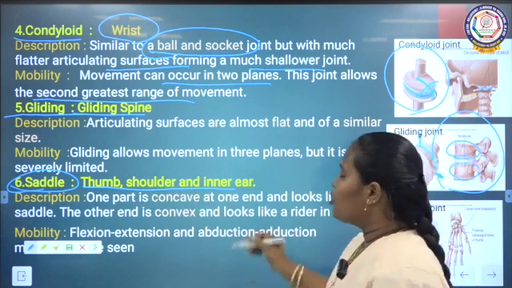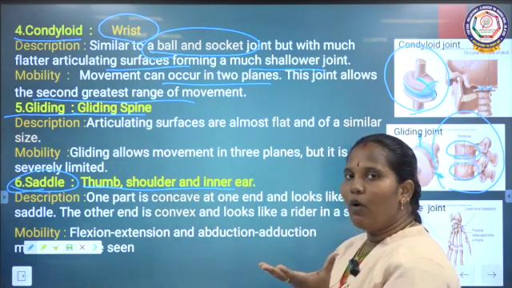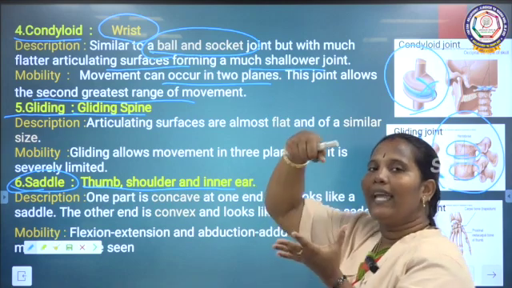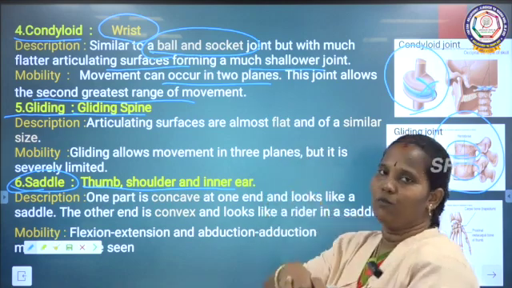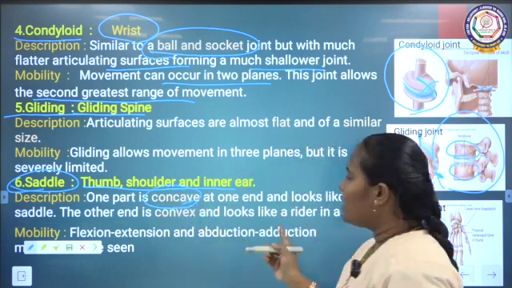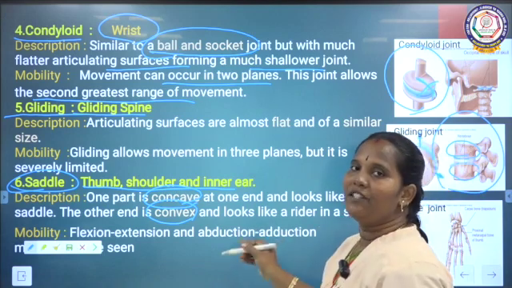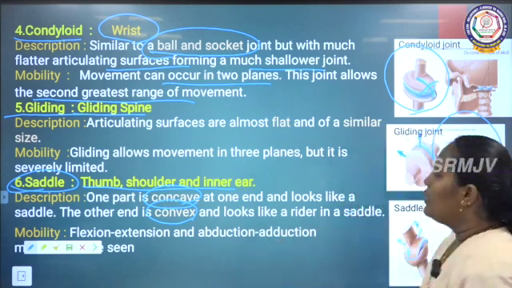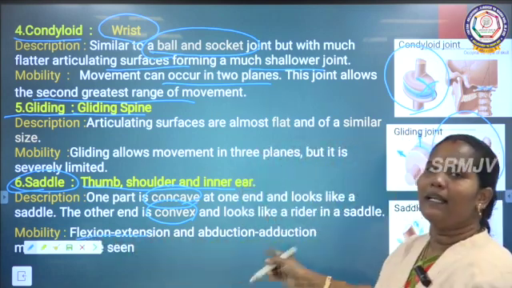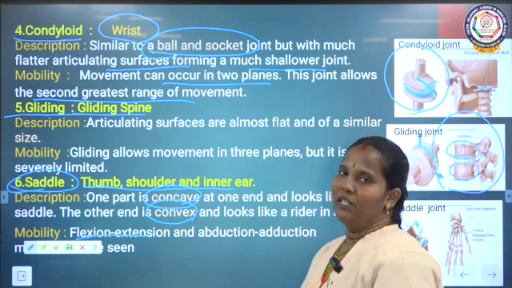See, this type is also like a ball and socket. One end of the bone is concave, another one is convex. This concave can easily fit with the convex bone. So, one part is concave, the other part is convex. Both make a saddle shape. Next, flexion and extension can be made like this in the saddle type. So, this is the sixth type of the movable joints.